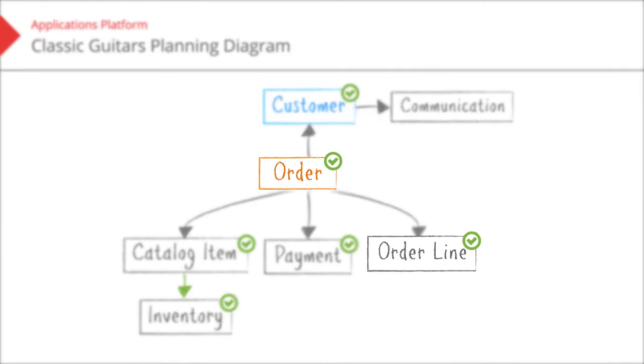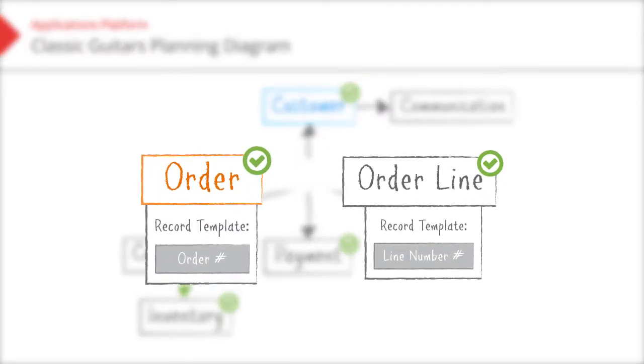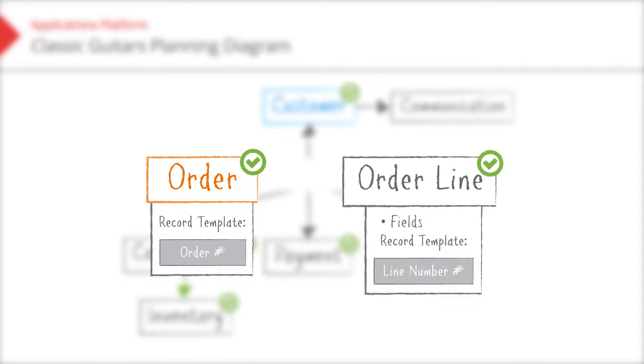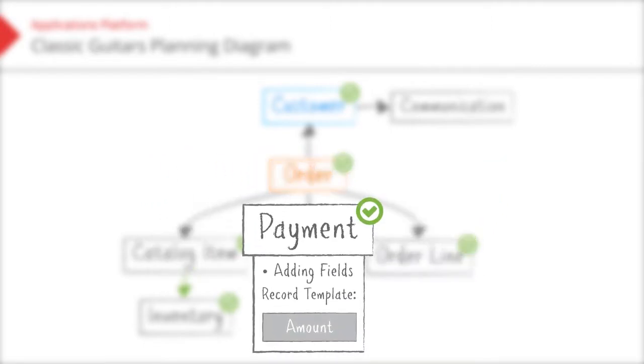In the previous video, we updated the record name template of the order and order line objects and added fields to the order line object. We will continue our training by adding fields and updating the record name template of the payment object.